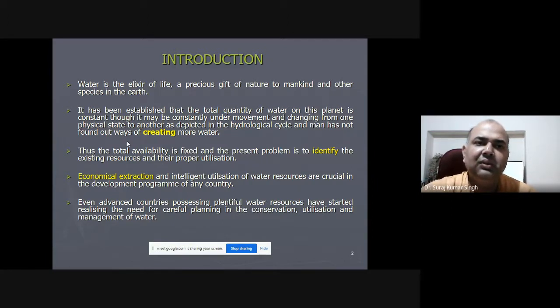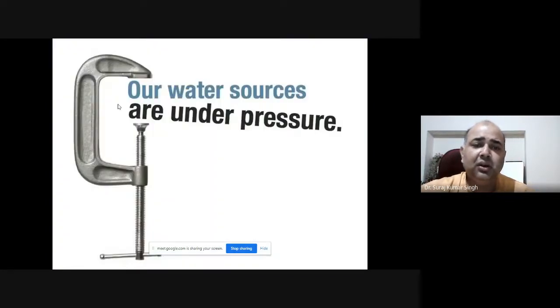And one day it will be there that you cannot use this water for any kind of utilization. So unless you are planning it, conserving it, and properly managing it, you are degrading the natural resources. So using science and technology, we are going to preserve our resource. Our water resources are under pressure.